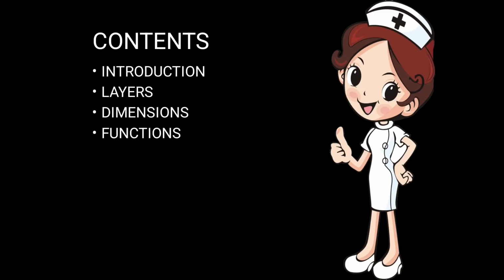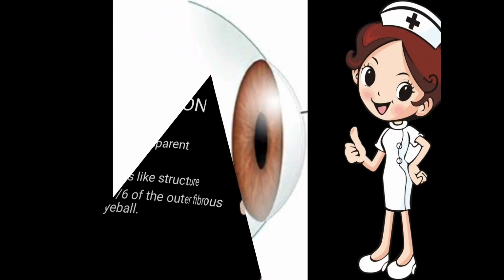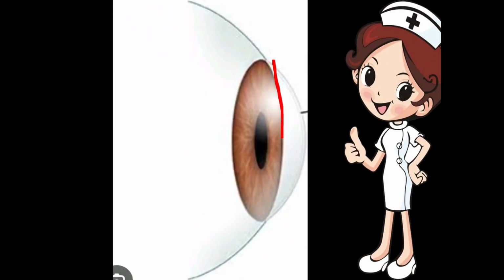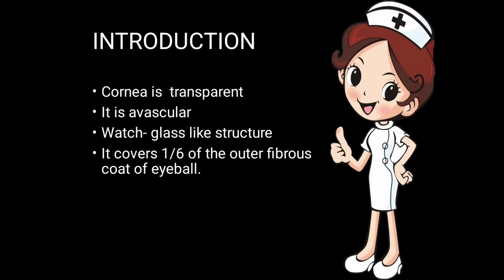So the contents which are covered here are, first one is the introduction, second one is the layers, third one is the dimensions, fourth one is the functions of the cornea. So let's see. Cornea is transparent. As I have shown you, cornea is highly transparent in nature. Due to its transparency, it can form a perfect image on the retina, and it acts as a convex surface. Next one, it is avascular.